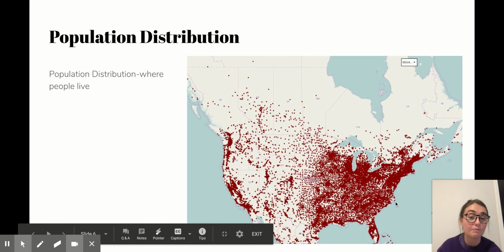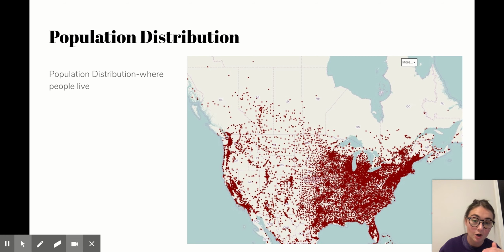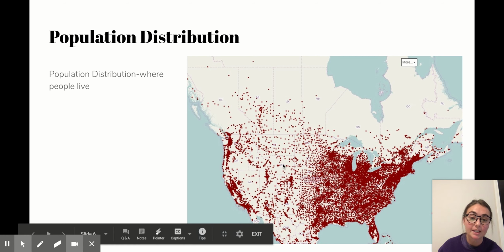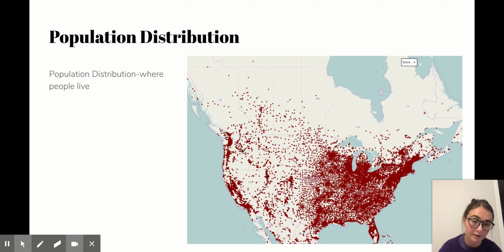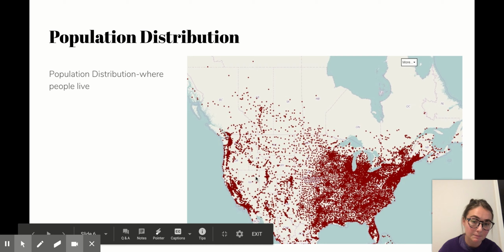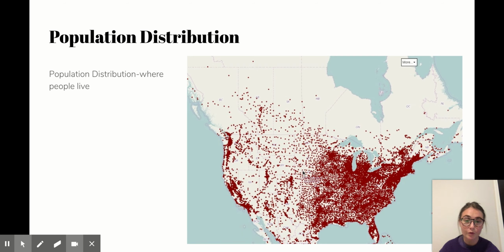And you can tell they pretty much live everywhere. There's not really a spot where absolutely nobody lives. Population distribution spreads out over here because you have mountains and some desert area. But for the most part, there's not a specific region where nobody lives. And that's because of North America's climate. It has a very moderate climate that produces a great place for people to live with relative ease and comfort.